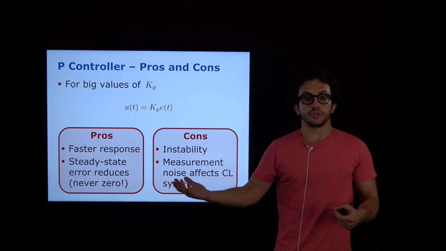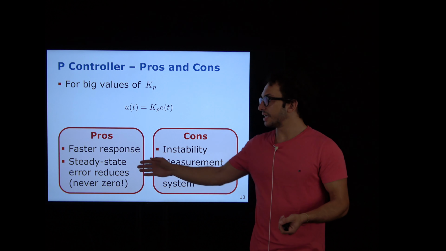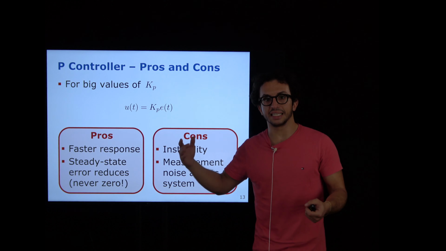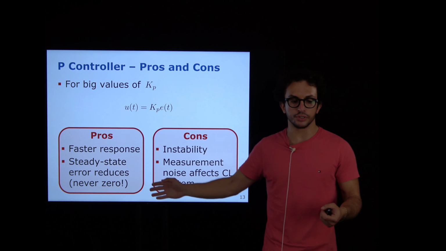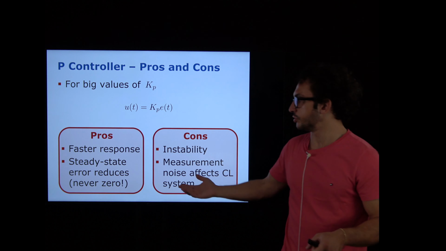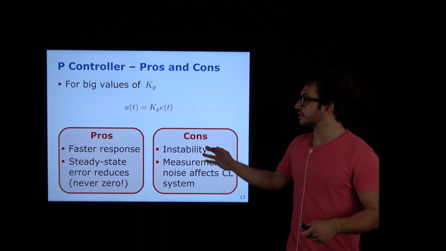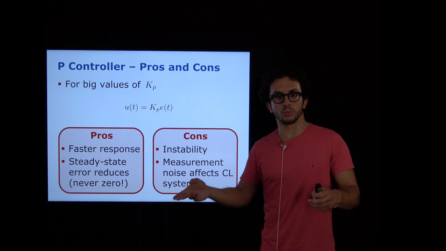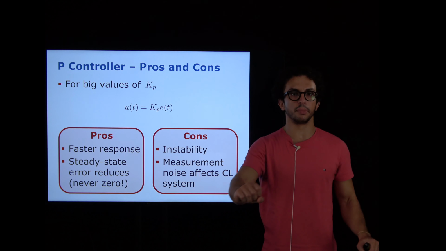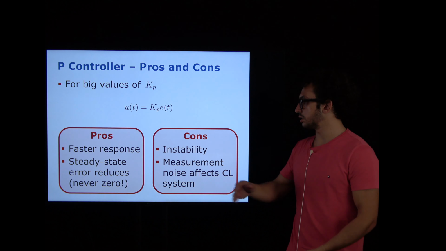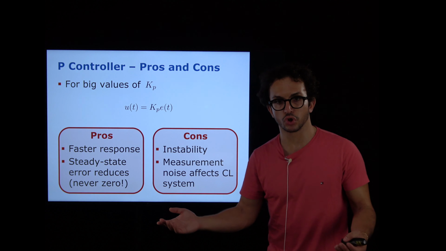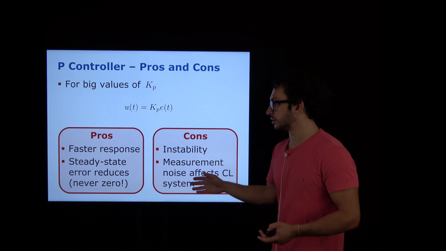Also, the steady state error reduces. If we raise K, technically the steady state error reduces. It doesn't go to zero, because to go to zero it would need to be infinity, as we've just seen, but it reduces. The cons are instability, which I think I explained quite well with the bicycle. You have a big K, so you might fall down on the other side. And measurement noise affects the closed loop system, which this analysis does not take into account.